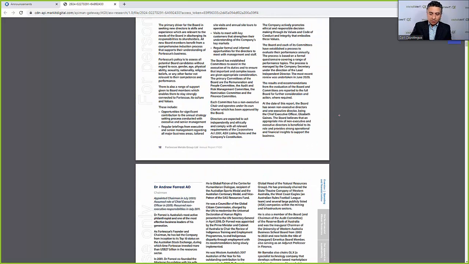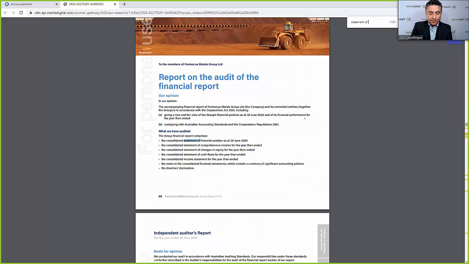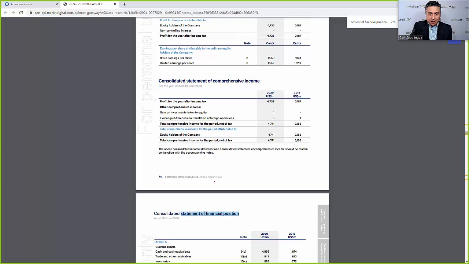So I'm going to, again, try and speed things up. I'm going to go statement of financial position, typically the quickest way to find it. Okay, so we used to call this the balance sheet. Certainly when I was at university, the statement of financial position was a balance sheet. I think it got called something else and now it's called this. But ultimately that's what it is.